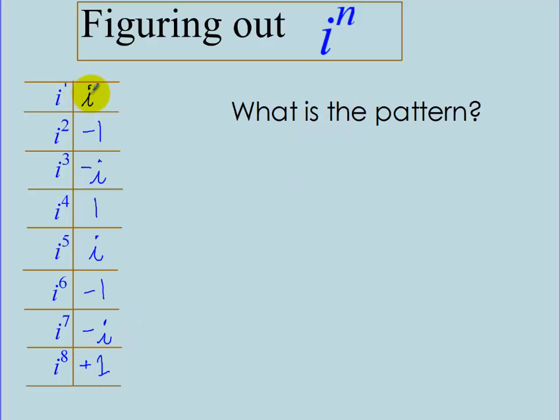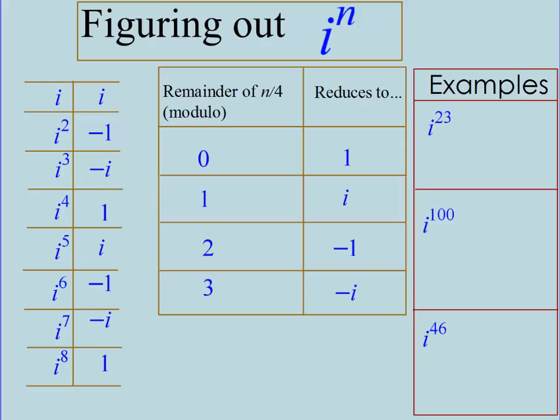What's that pattern? You see something repeating, every four answers it repeats, and it keeps repeating on this loop. So there's a pattern here, and we can use that to figure out i to any power. The way you do this is you take that power n and divide it by 4, and the remainder tells you what it reduces to. If the remainder is 0, your answer is 1. If the remainder is 1, it's i, 2 is -1, and 3 is -i.